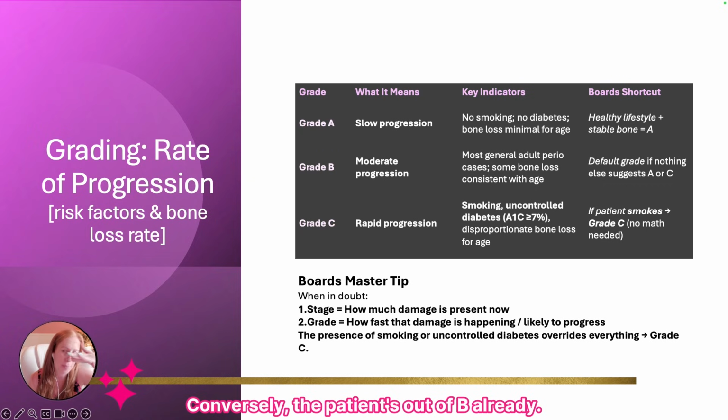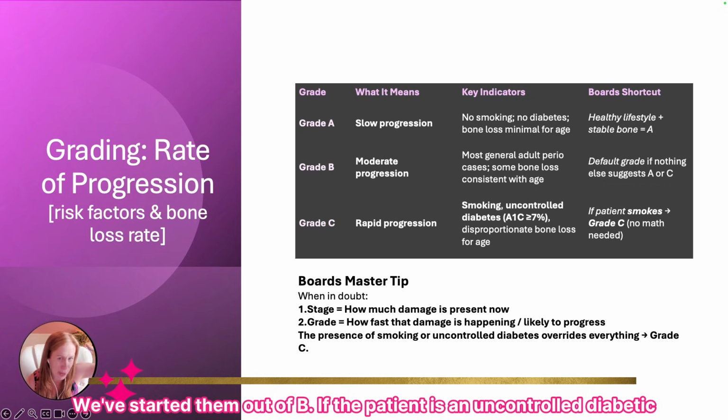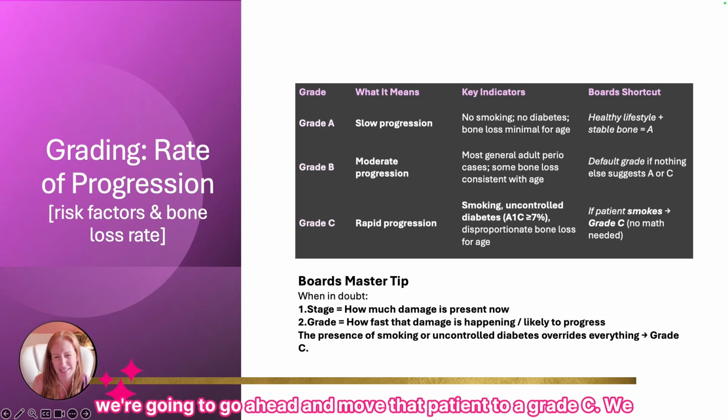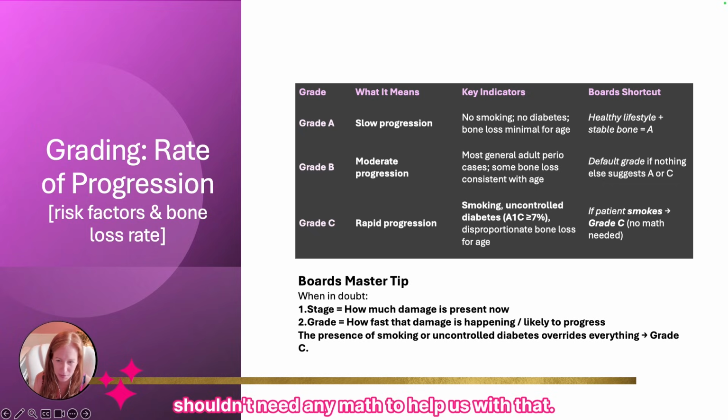Conversely, the patient's at a B already. We've started them at a B. If the patient is an uncontrolled diabetic or an active tobacco smoker, we're going to go ahead and move that patient to a grade C. We shouldn't need any math to help us with that.